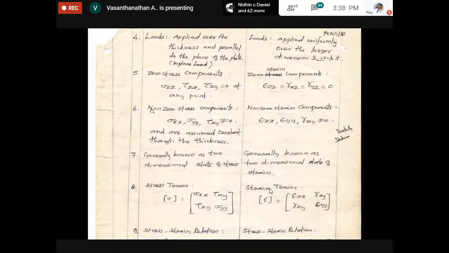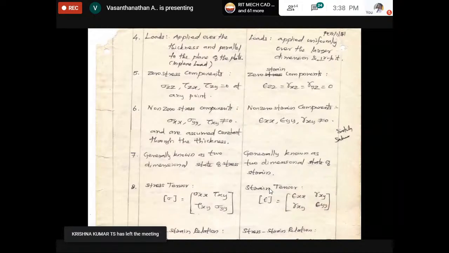What are the non-zero stress components? Sigma xx, sigma yy, tau xy are not 0. That is, these three stress components exist. That is called plane stress. Okay. I will just demonstrate this. If you apply a load like this, the paper is not tearing out. The paper is not failing. Why? Because the moment you stretch like this, stresses are flowing. That is, sigma xx is present, sigma yy is present, tau xy is present. That is why you are not able to tear this paper.